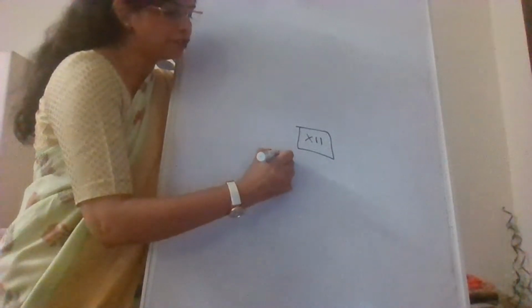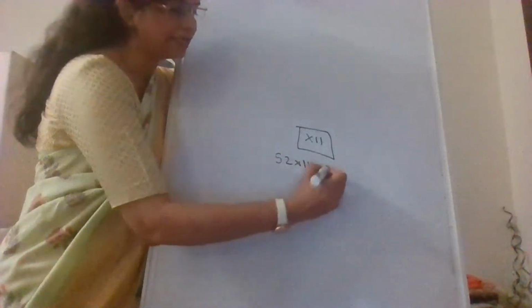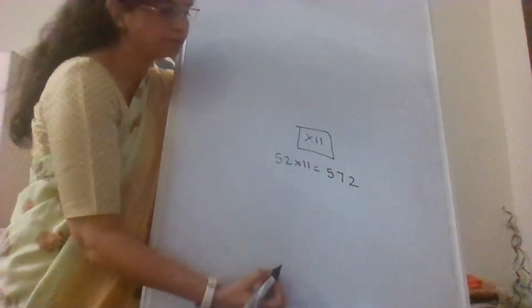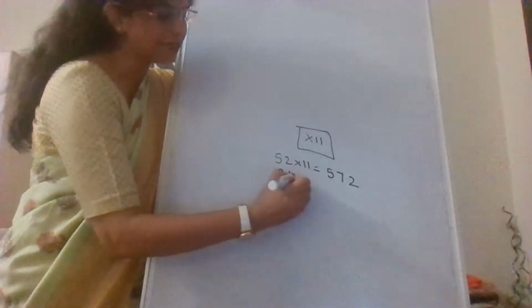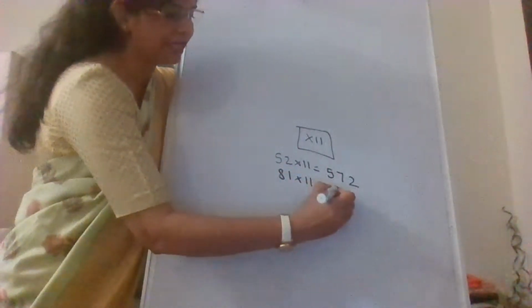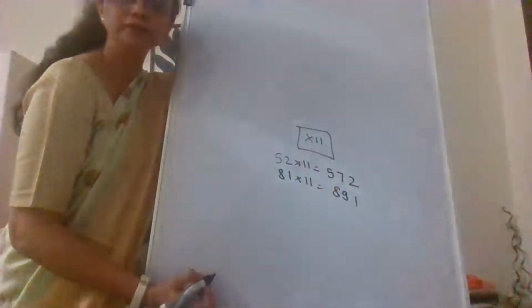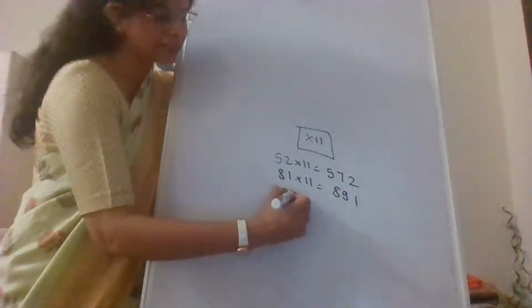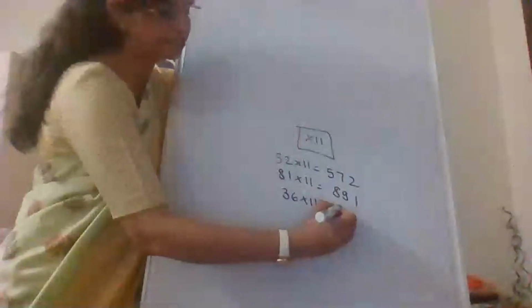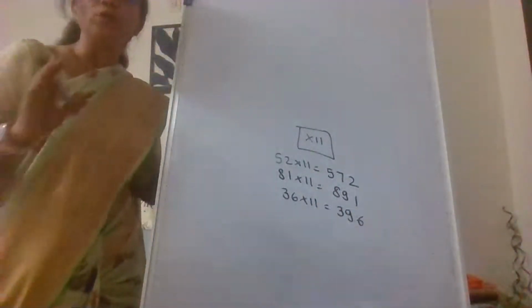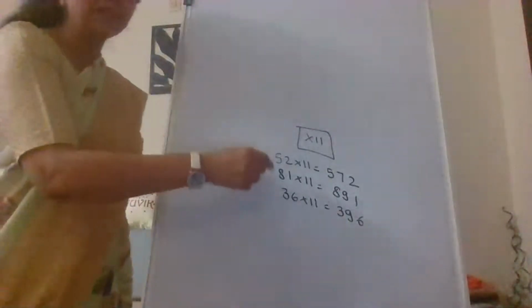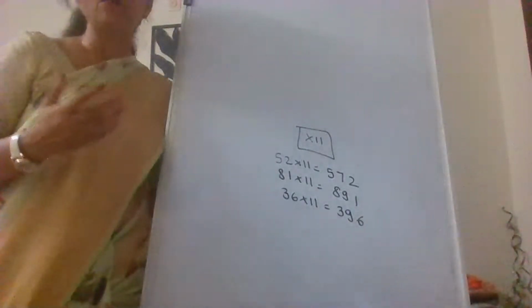If it's 52 times 11, then it's 572. If it's 81 times 11, it's 891. If it's 36 times 11, it's 396. Isn't it so easy to learn? Very easy. And this trick really helps you in solving math problems.